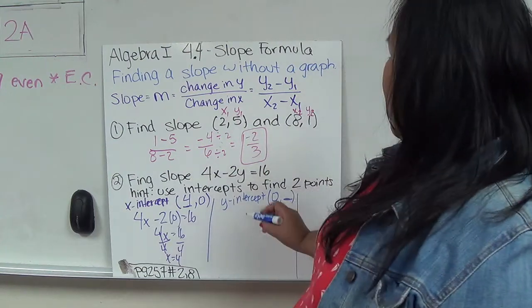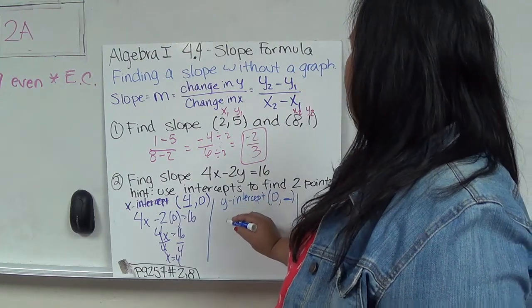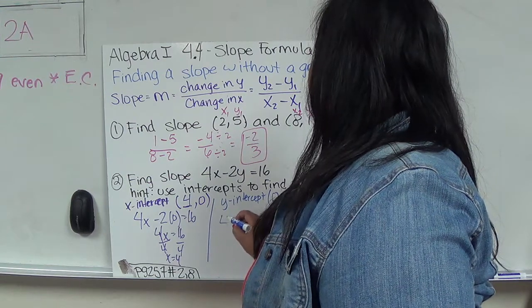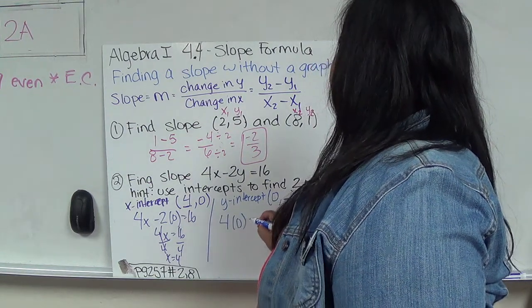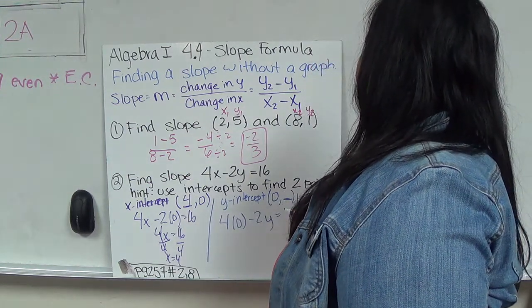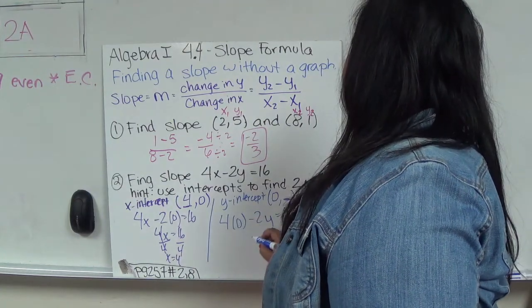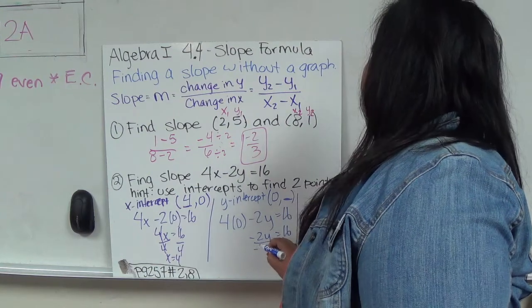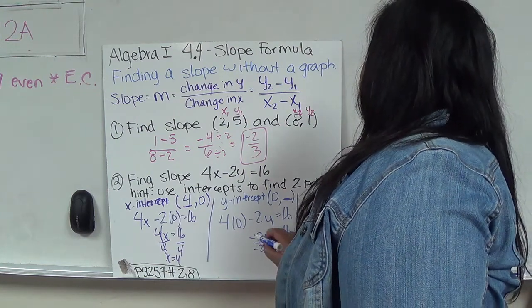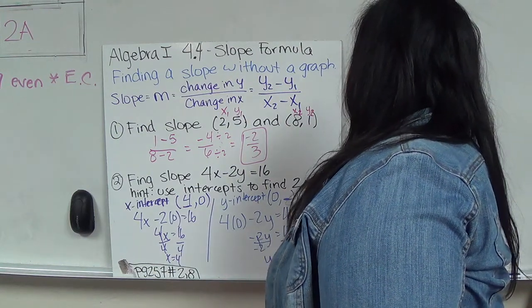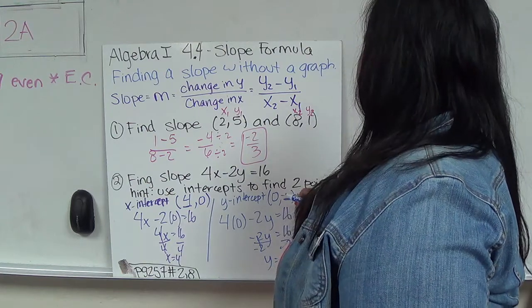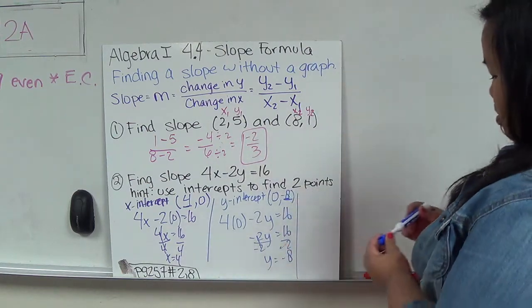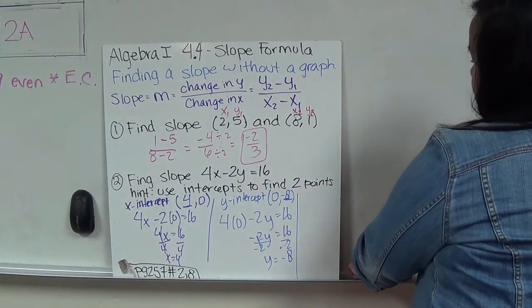Here I have the equation, and I'm going to put 0 in for x this time and solve for y. 4 times 0 is 0, so I end up with negative 2y equals 16. Divide both sides by negative 2. This cancels out, and I end up with y equals negative 8. So this is (0, negative 8). Now I have two points.